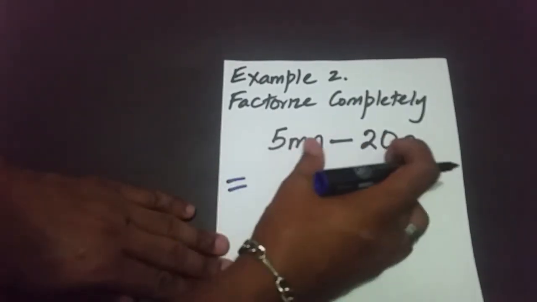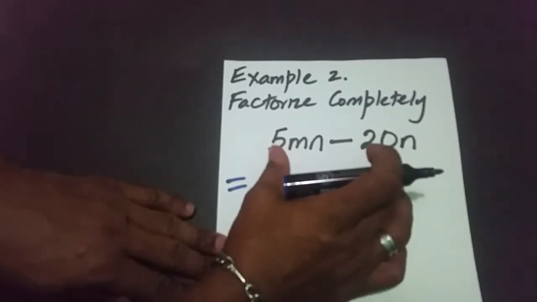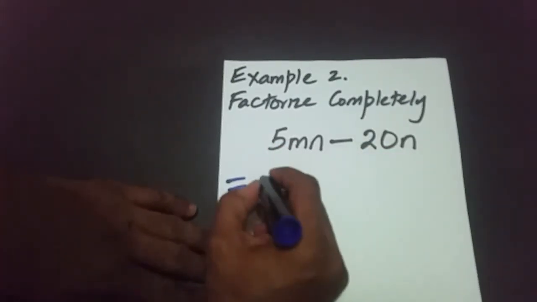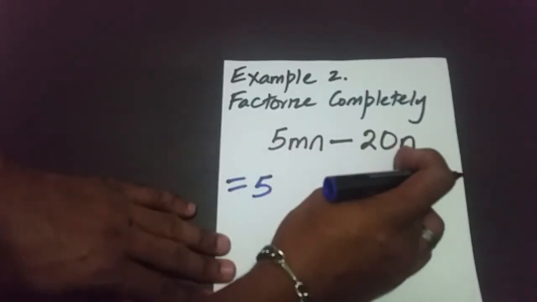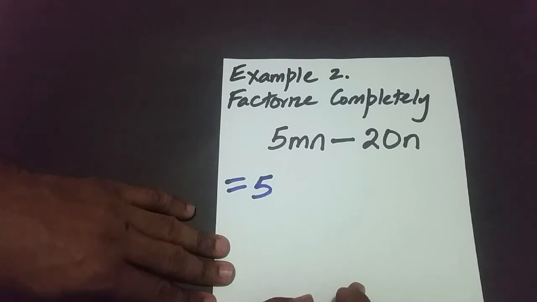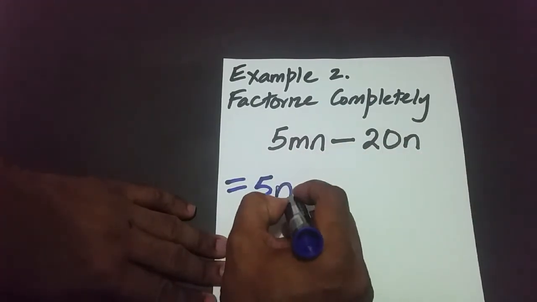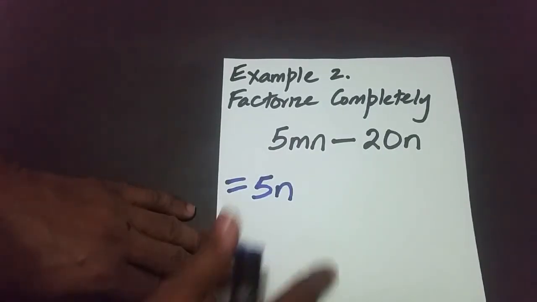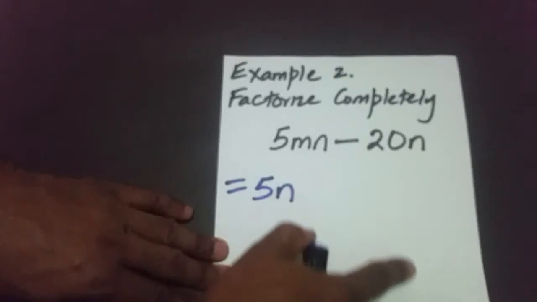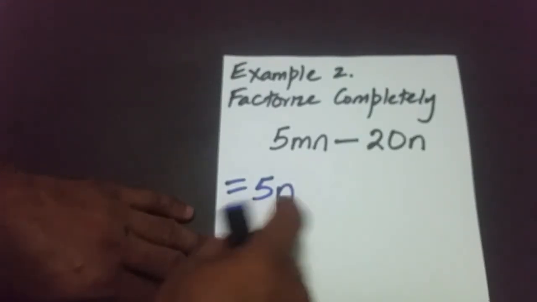So look at the 5 and the 20. What will be the highest common factor of 5 and 20? And that would be 5. When you look at mn and n, what will be the highest common factor of mn and n? That simply would be n. And if you were to punch out all of the factors of 5mn and all of the factors of 20n, then you'd realize that the highest common factor would be 5n.